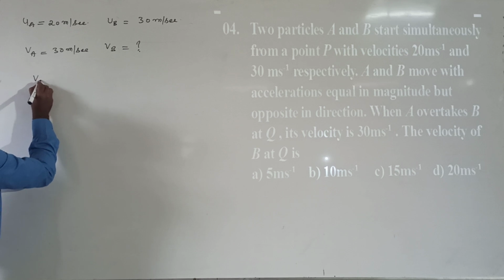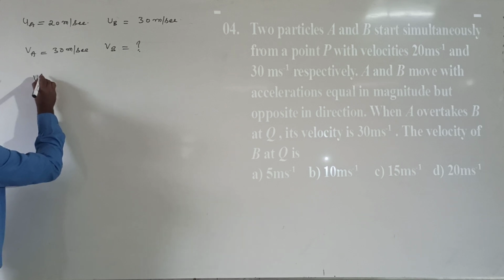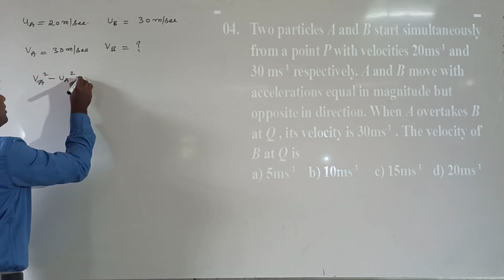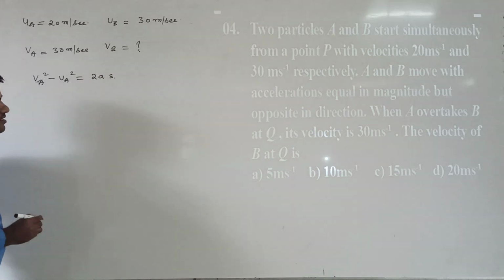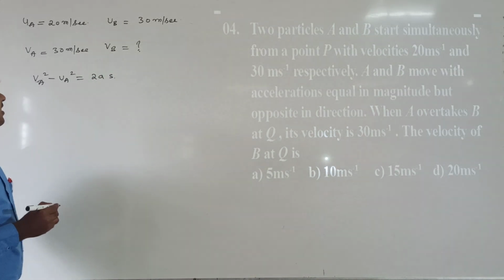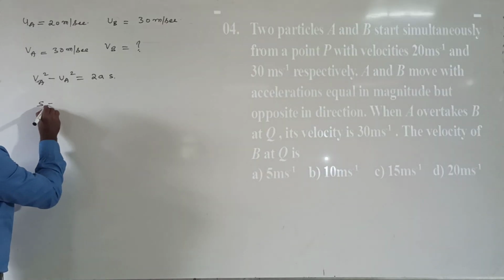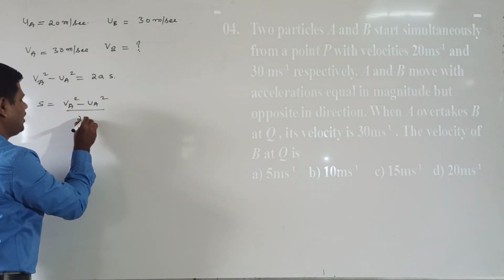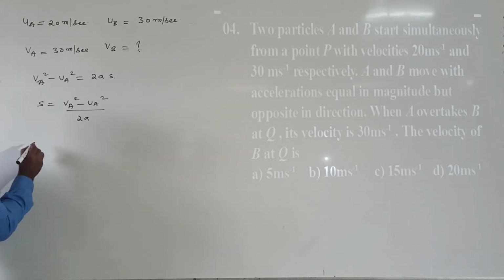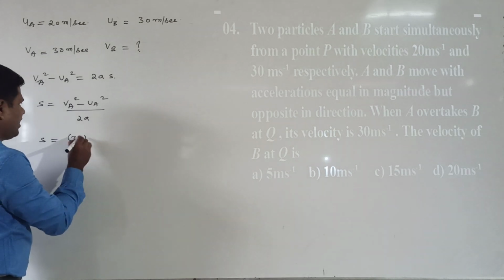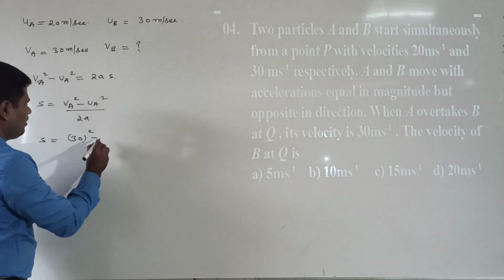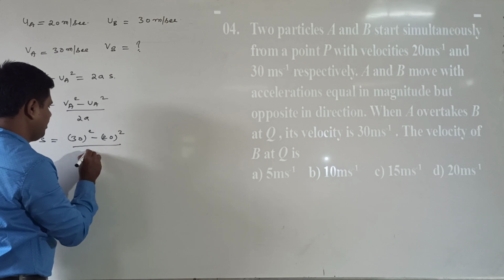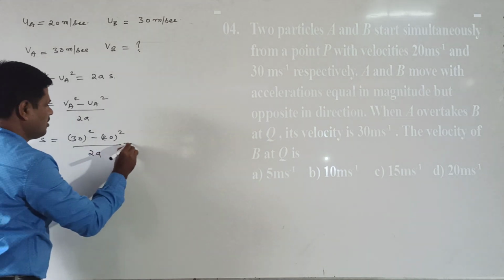Now we use the formula VA square minus UA square is equal to 2AS. Same distance, and I have taken acceleration as positive here. Now S is equal to VA square minus UA square by 2A. Now what are we getting here? S is equal to VA, VA is equal to 30 square minus UA is 20 square by 2A. This is equation number 1.